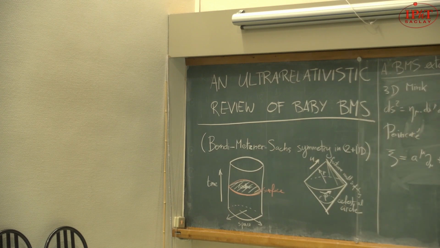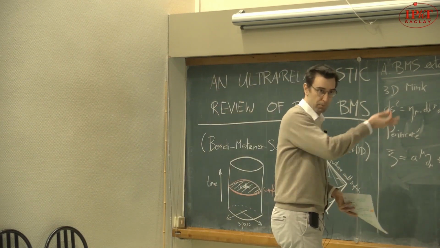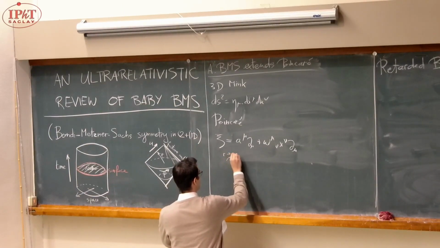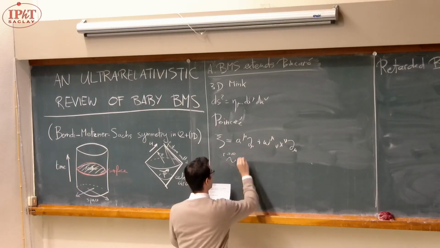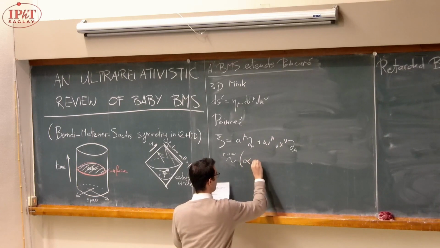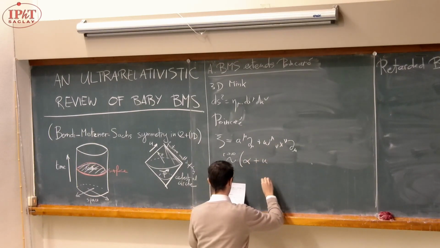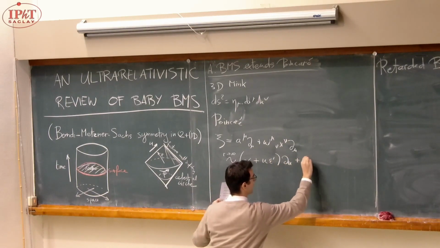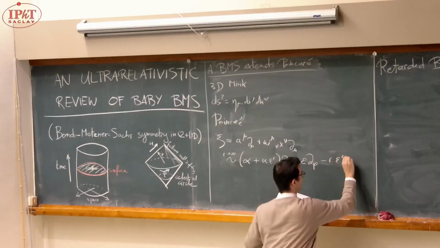Suppose that you use these coordinates and rewrite this vector field in them. This is an exercise you can do with what I gave you. At large r, as r goes to infinity, I'm going to neglect subleading corrections which are not crucial. But at large r, what you find is that this is asymptotic to alpha plus u epsilon prime d_u plus epsilon d_phi minus r epsilon prime d_r. Let me write it and then explain what I'm writing.